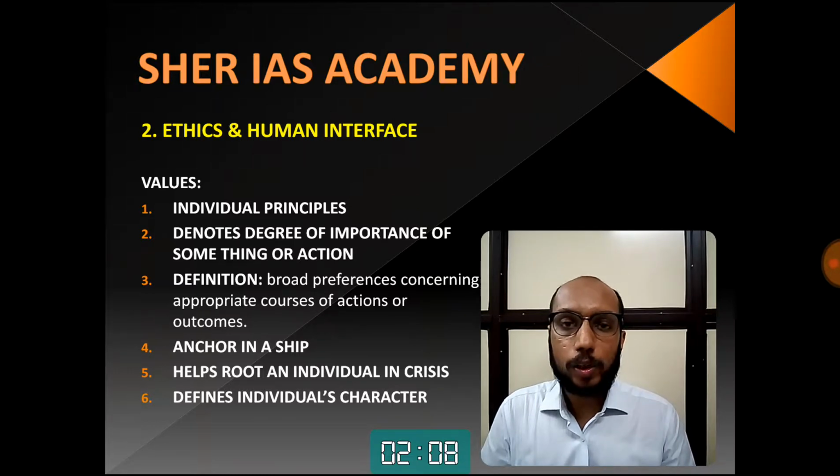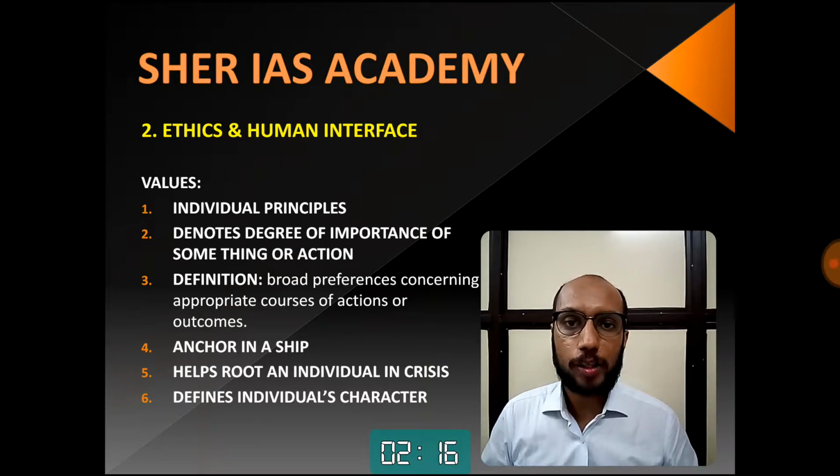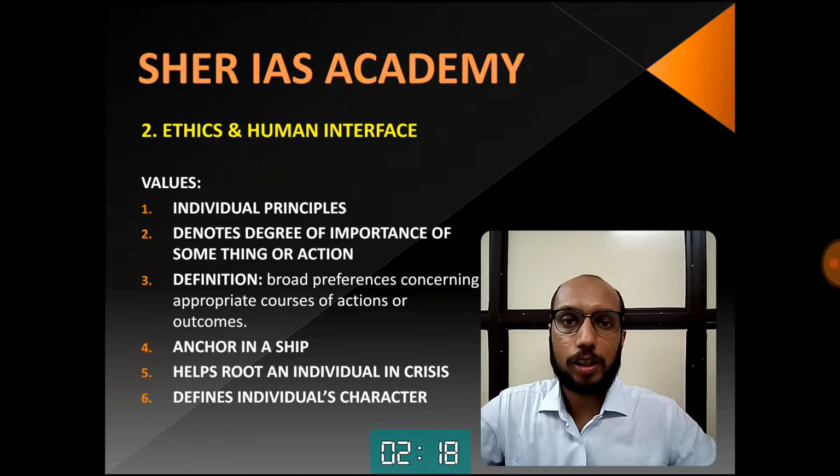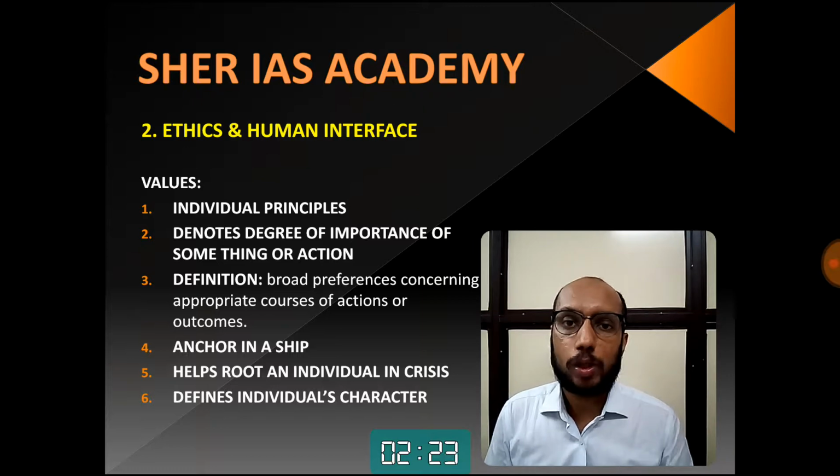Now, I'm not saying that if society says it's right, it's right, or if society says it's wrong, it's wrong. What I'm trying to say is that values is basically the internal part of it, and ethics is the external part of it. To that extent, we need to understand the distinction between values and ethics. Going ahead, we will elaborate further upon it.